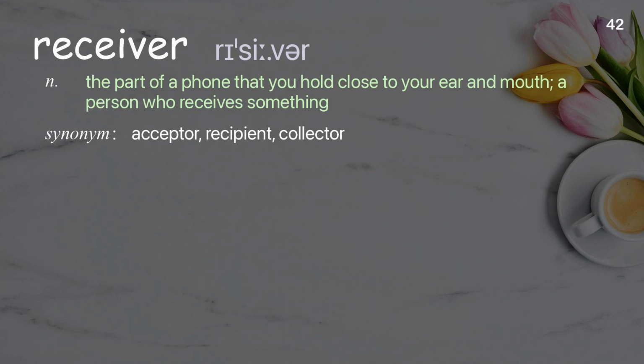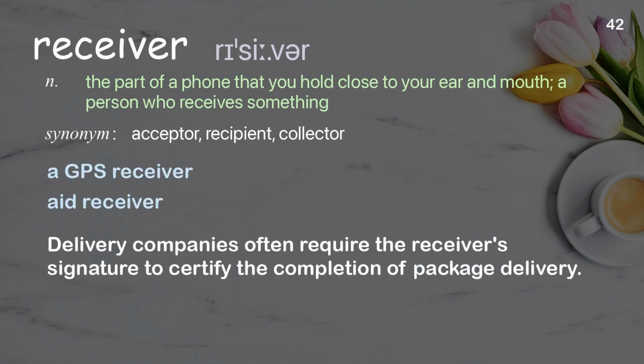Receiver. The part of a phone that you hold close to your ear and mouth, a person who receives something. Examples: A GPS receiver. Aid receiver. Delivery companies often require the receiver's signature to certify the completion of package delivery.